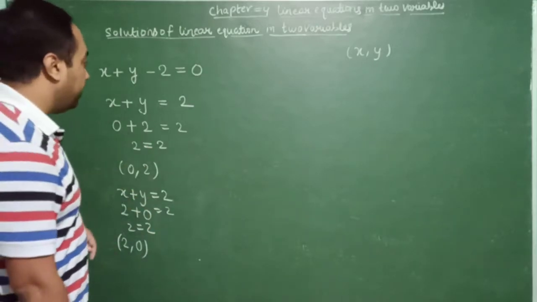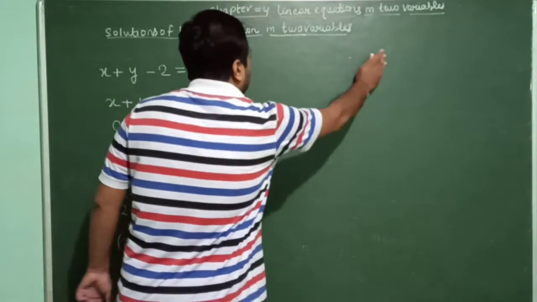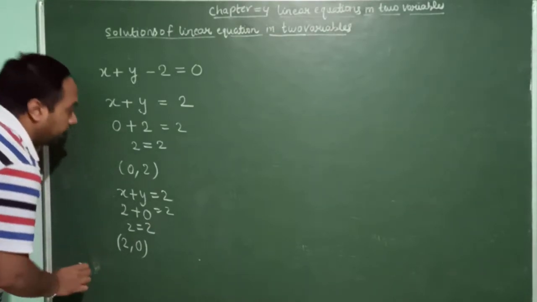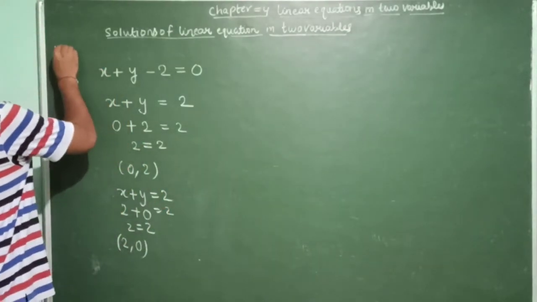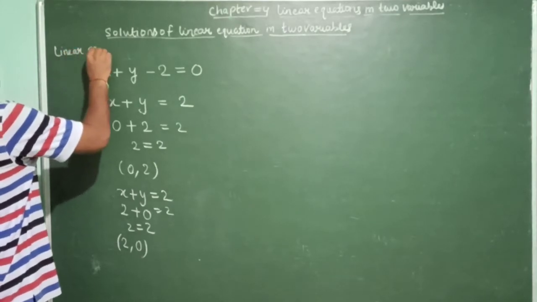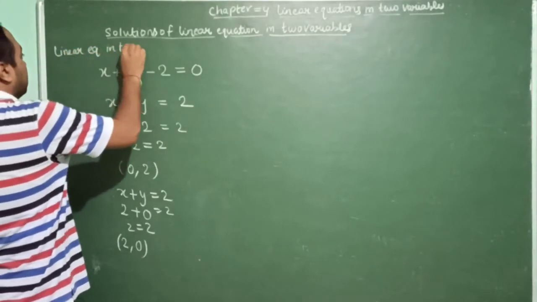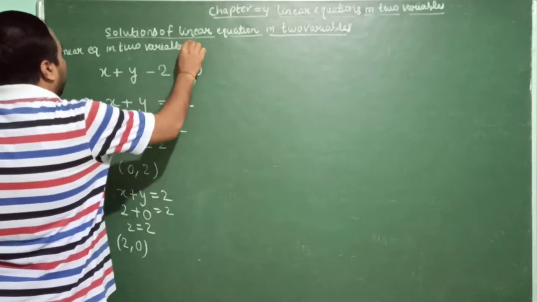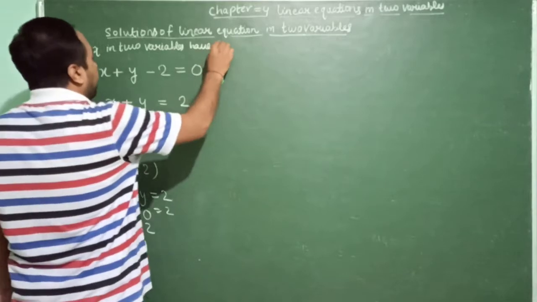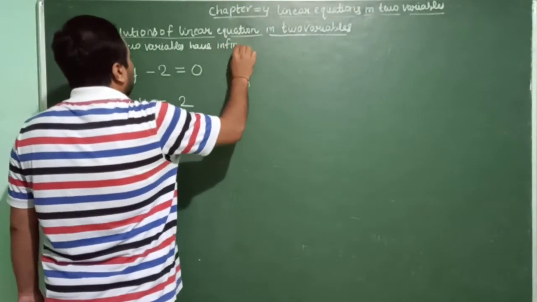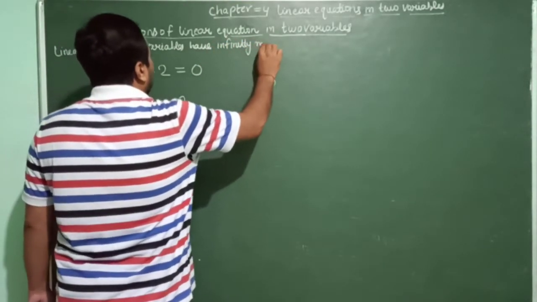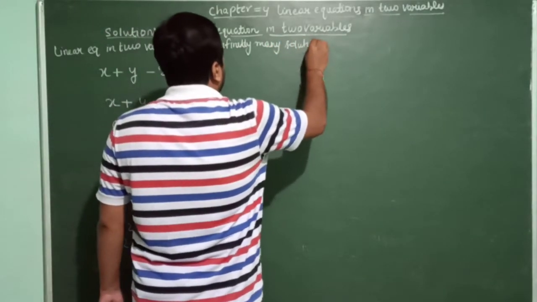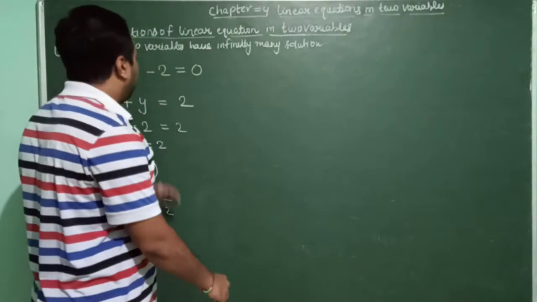अच्छा, तो देखो, मैंने कहा था कि इसके दो मेथड्स हैं सोल्यूशन निकालने के. एक और मेथड समझ लेते हैं. यहाँ पर अपन लिख देते हैं: linear equation in two variables have infinitely many solutions. Okay. Now there is one more method of finding the solution.